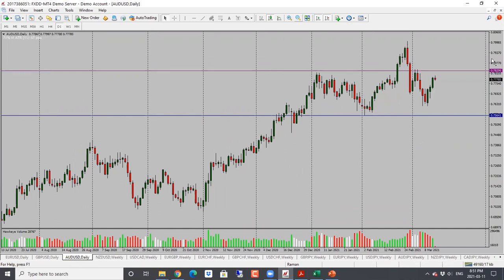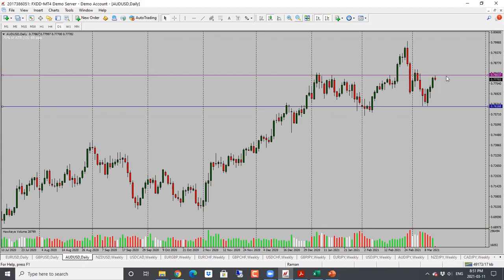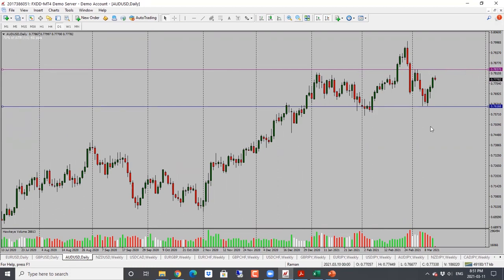Aussie dollar here, this one as well is into a previous support resistance level. We do have a nice bullish candle close for the day, but it's heading towards this resistance level. So this one does have room to go higher. Bias is bullish here, and next target is 0.7835. So bullish bias for Aussie dollar.